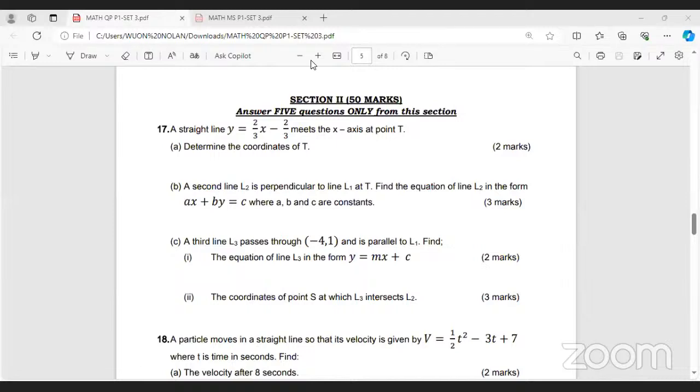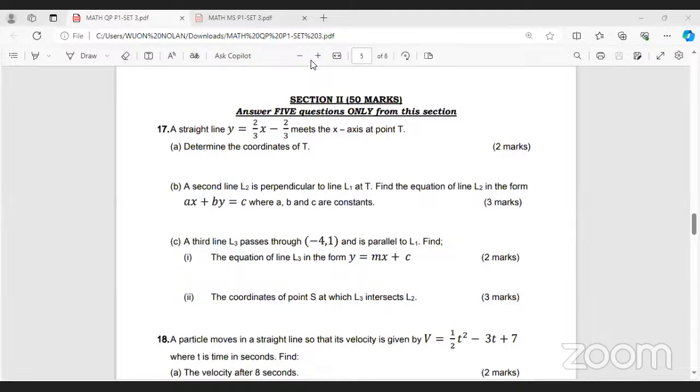Yeah. So the point of intersection of two lines means you are solving the two equations. And solving two equations, you solve them simultaneously, either by substitution, by elimination, or by graphical method. If you are solving by elimination, then you have to arrange them to be in the same form.